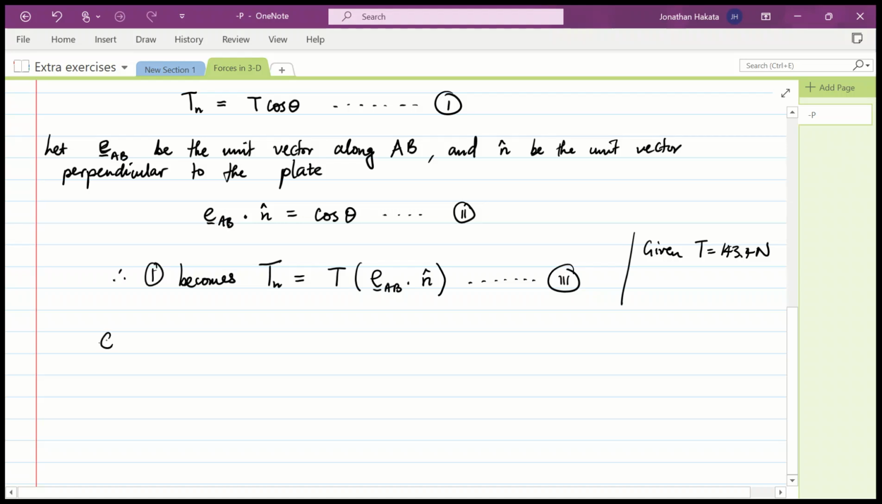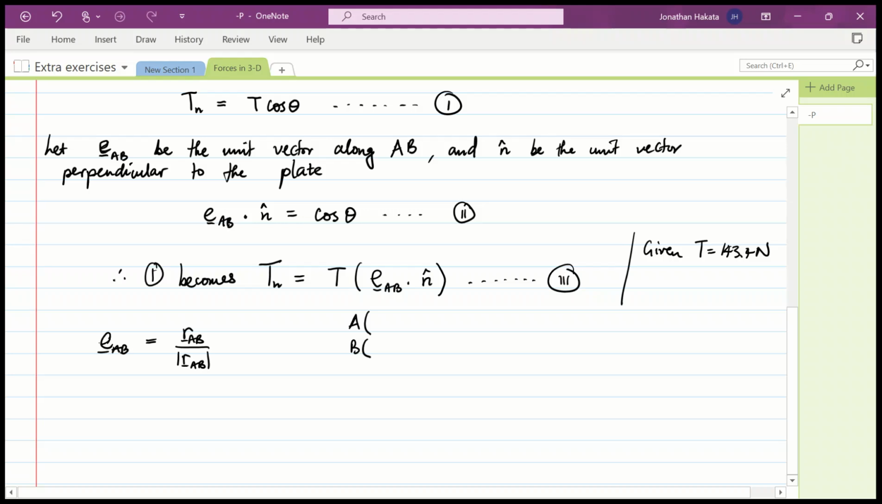Now, for us to find the unit vector along the line AB, which is our EAB, we need to find the position vector RAB from A to B divided by its magnitude. Then this will give us this unit vector EAB. The next question we will ask ourselves is, what are the coordinates of A and what are the coordinates of B, so that we can find the position vector RAB.